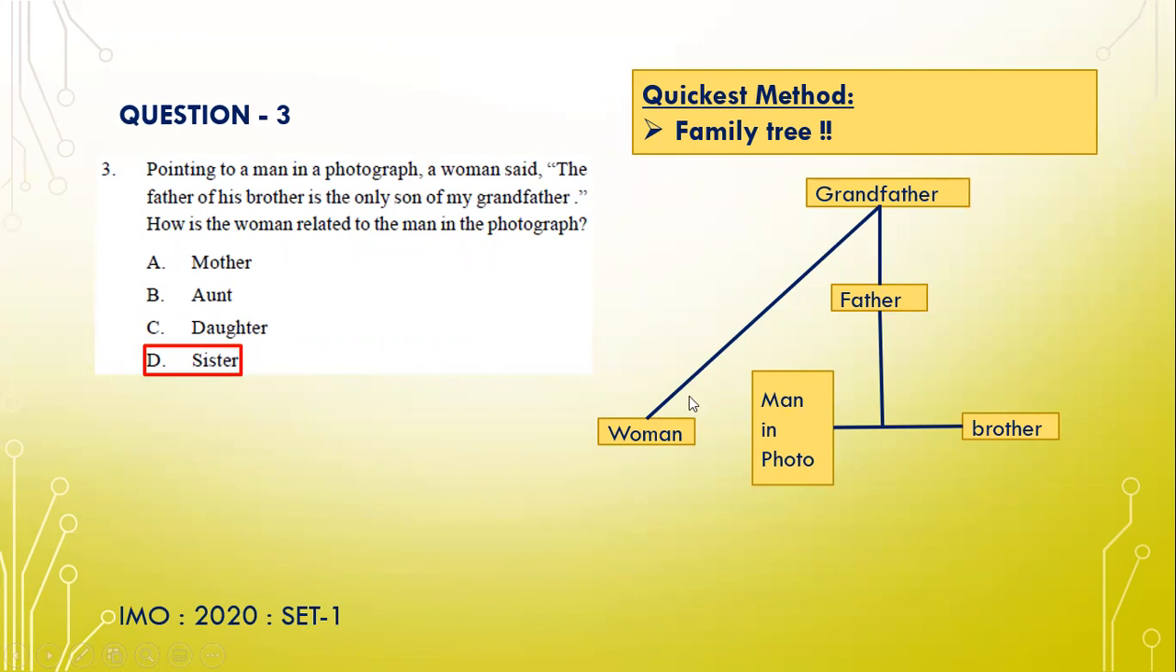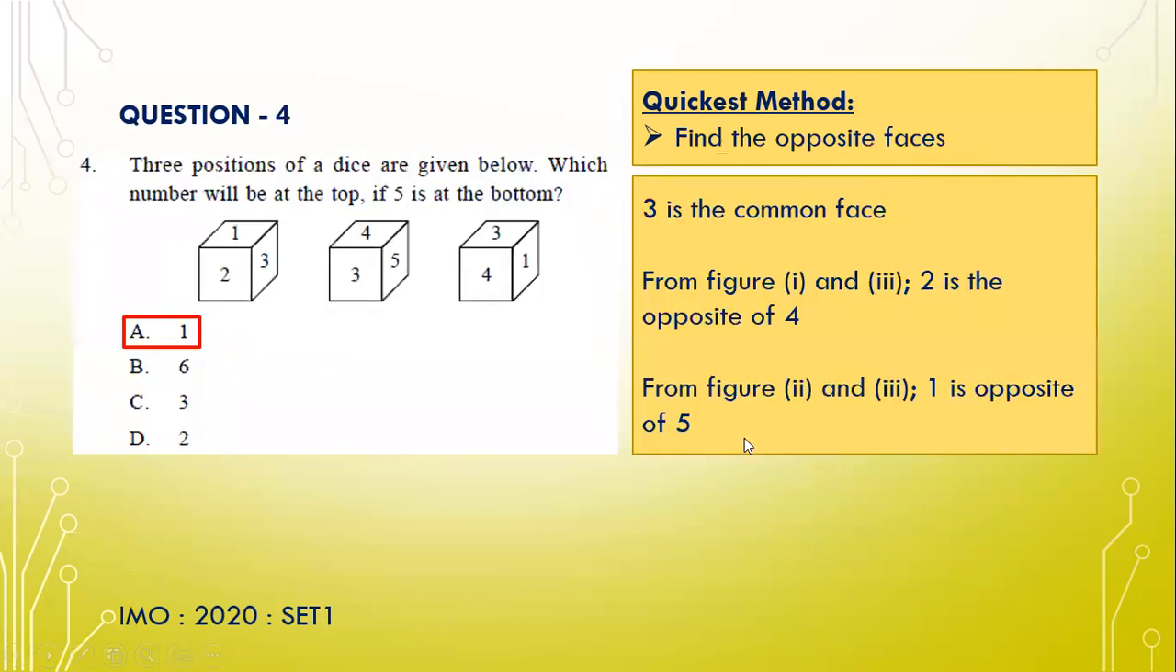How is the woman related to the man in the photograph? He is the only son of his father. So this woman is the man's sister, isn't it? The woman is the man's sister because the grandfather has got only one son, and the one son has got two sons and one daughter. So the woman is the sister of the man in the photo.